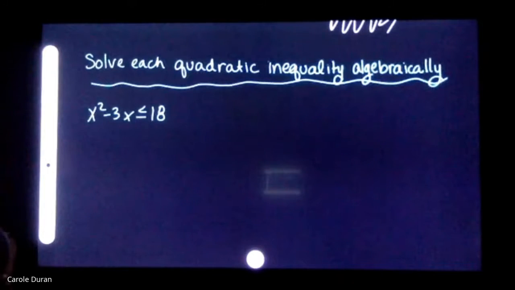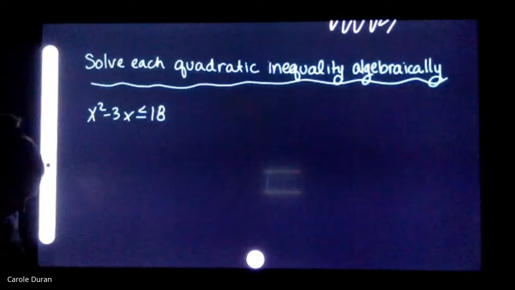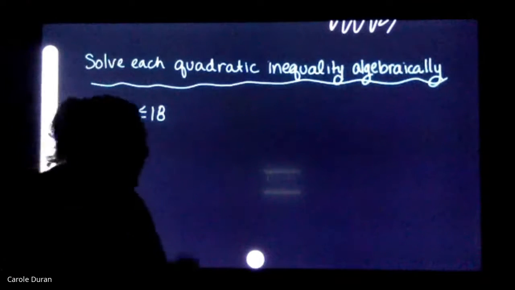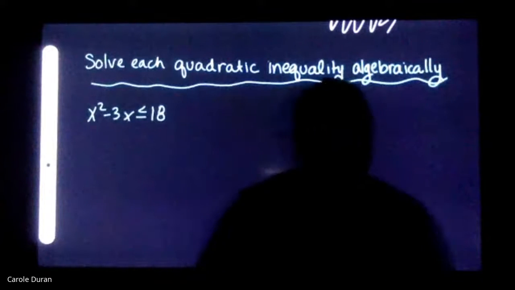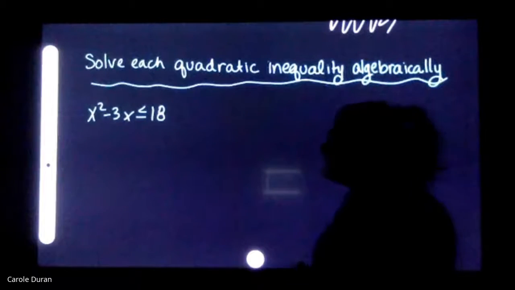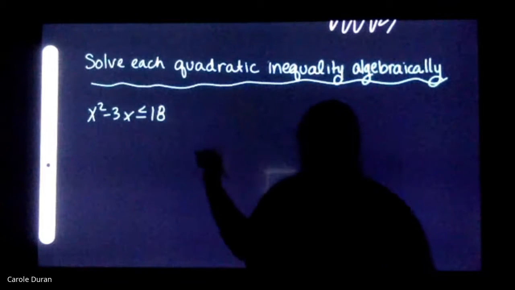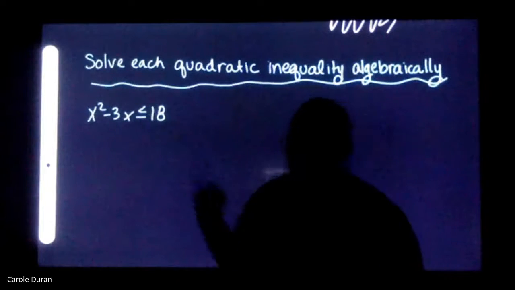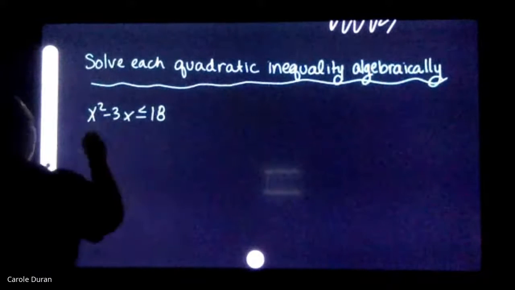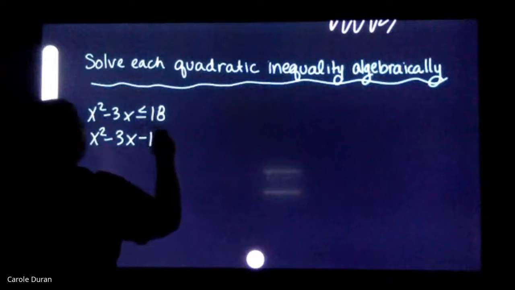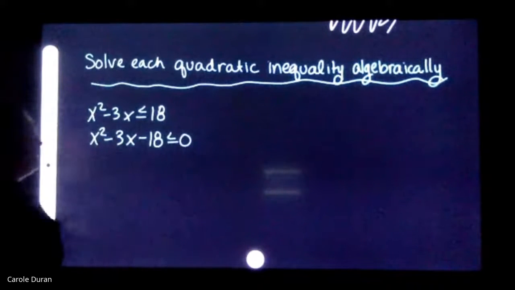When we are solving inequalities like this algebraically, we're always looking for the zeros, okay? In order to find the zeros, I have to be compared to 0. So my first step is always to get all the terms on one side of the inequality and have 0 on the other. So on this one, I'm going to subtract the 18 over, which gives me x squared minus 3x minus 18, which is less than or equal to 0.